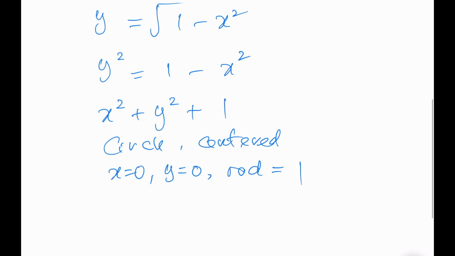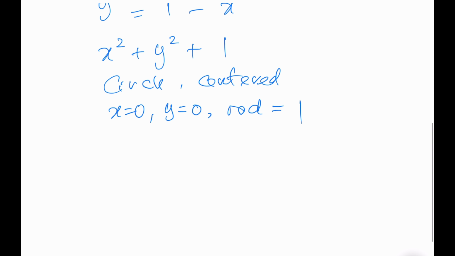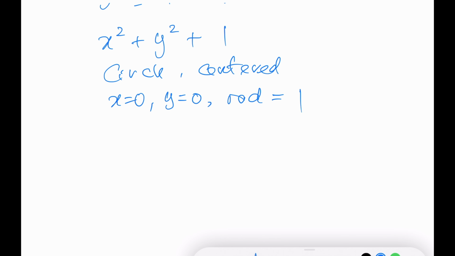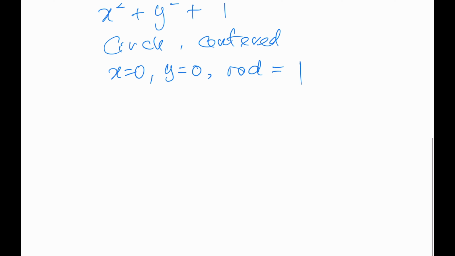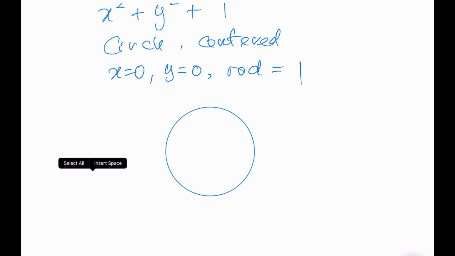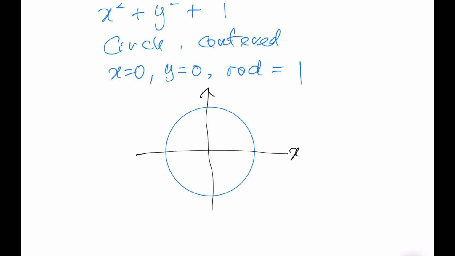Okay, let's draw this circle. Okay, and let's draw the x axis and y axis. Okay, briefly, this is x, this is y. Okay. This is the center of the circle, this is a radius. And here is -1, here is -1.